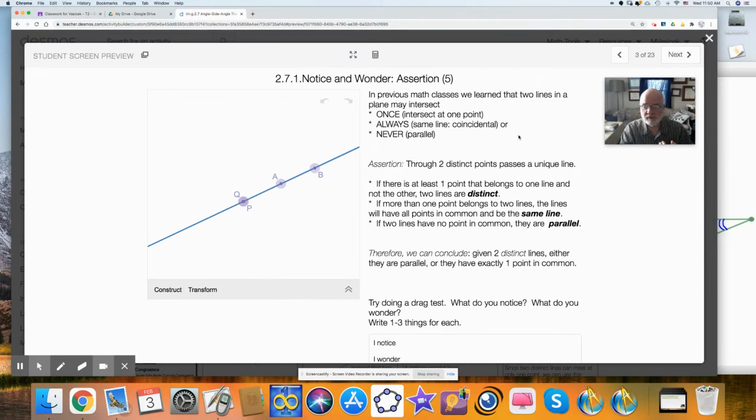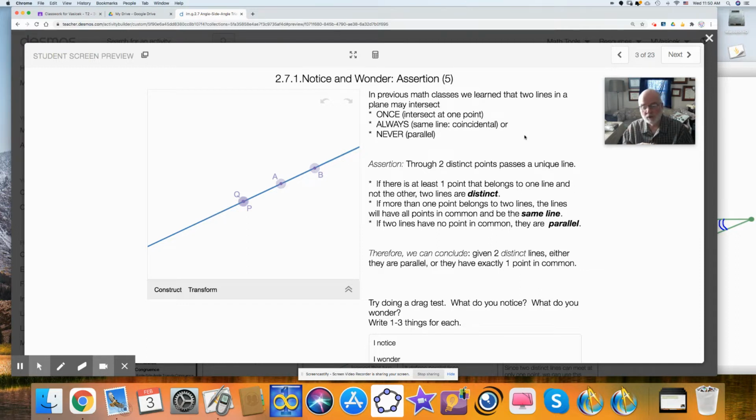So the first thing we have is this statement. In a previous math class, maybe Algebra 1, you learned that two lines in a plane may intersect once, always, or never. The assertion is that two distinct points determine a unique line. So this means that if there is at least one point that belongs to one line and not to another, there are two distinct lines. If more than one point belongs to two lines, the two lines will have all points in common. That is, they'll be the same line.